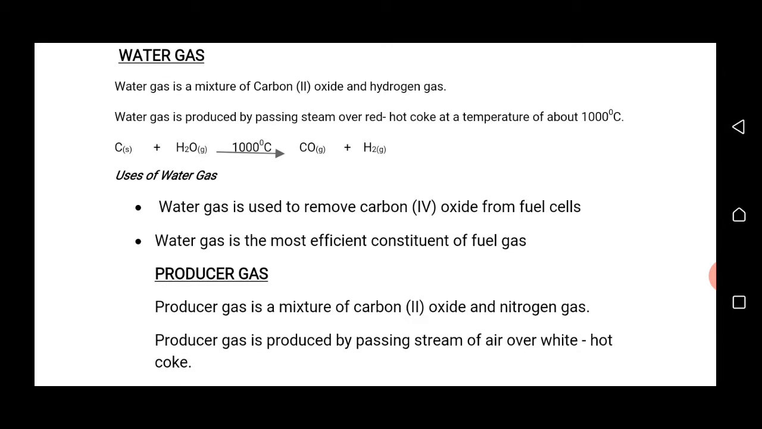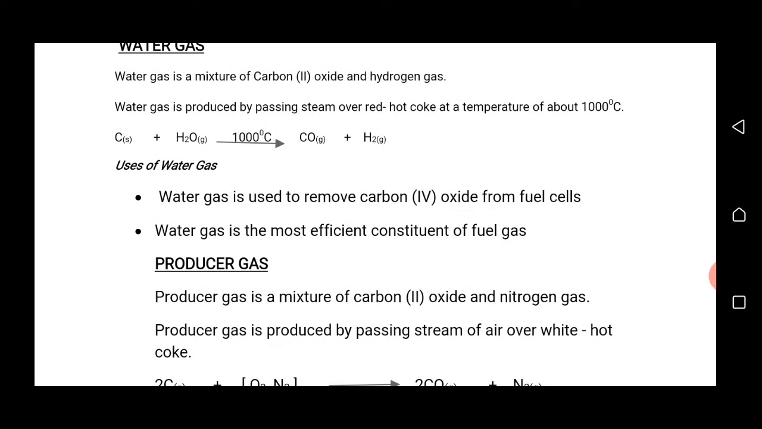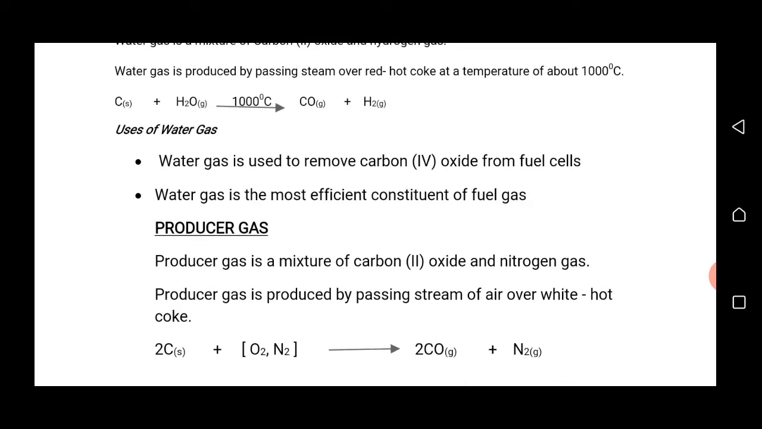Water gas is a mixture of carbon monoxide and hydrogen gas. Water gas is a mixture of carbon monoxide CO and hydrogen gas H2. How is water gas formed? Water gas is produced by passing steam over red hot coke at a temperature of about 1000 degrees Celsius.